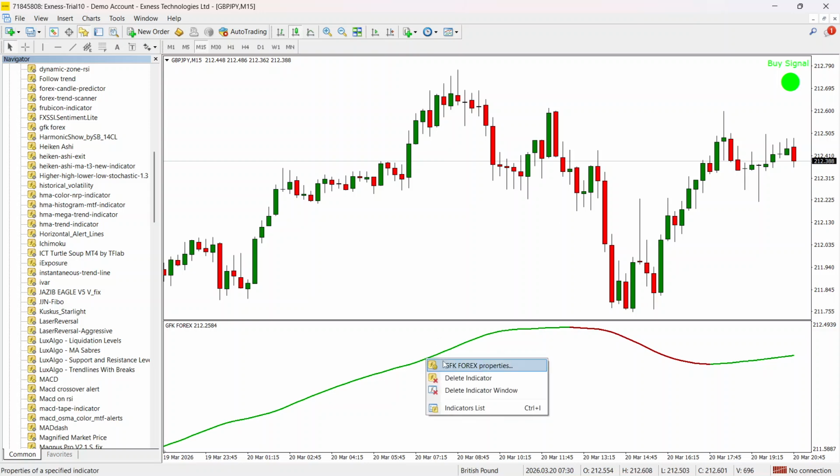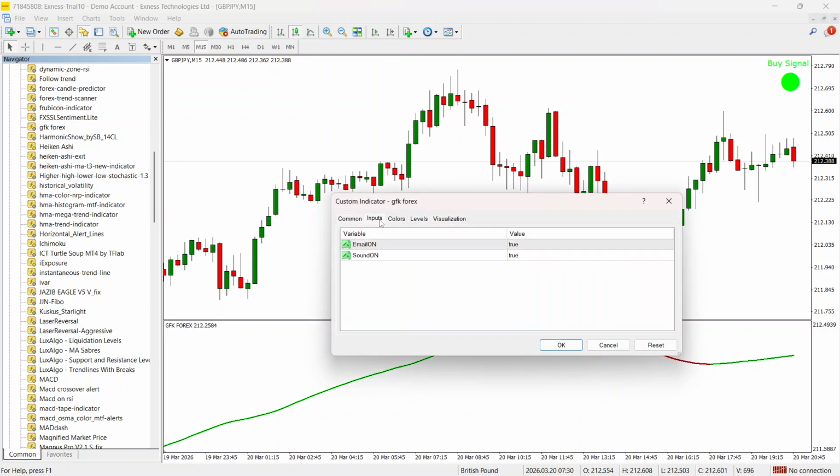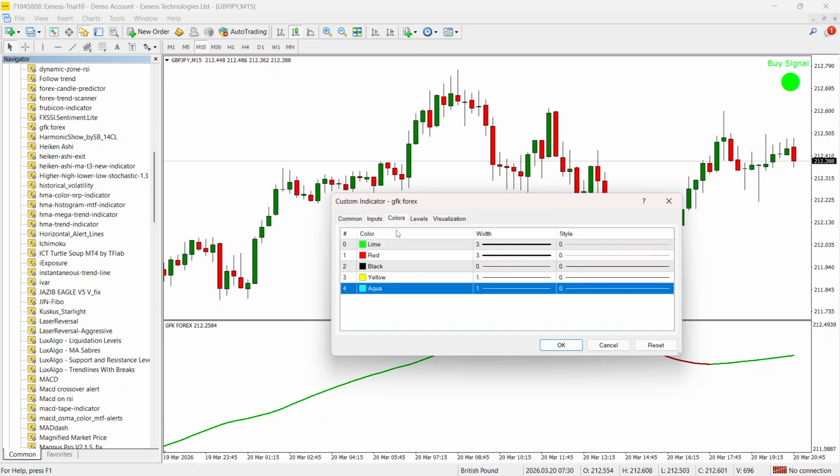If we move over to its settings, we find the notification for email and sound. Internally, the GFK Forex Indicator uses a mix of moving averages, oscillators, and support and resistance ideas to generate its trend and signal outputs. The lack of parameters for sensitivity makes it a simple trend tool. You can also change the color and thickness of the line.